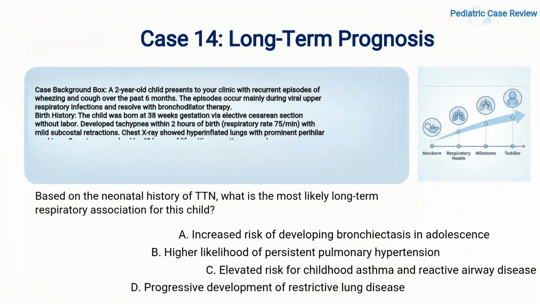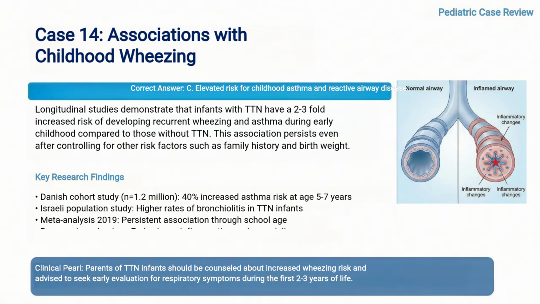Option A. Increased risk of developing bronchiectasis in adolescence. Option B. Higher likelihood of persistent pulmonary hypertension. Option C, elevated risk for childhood asthma and reactive airway disease. Option D, progressive development of restrictive lung disease. The correct answer is option C, elevated risk for childhood asthma and reactive airway disease.